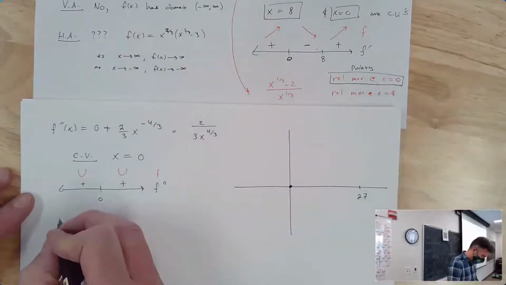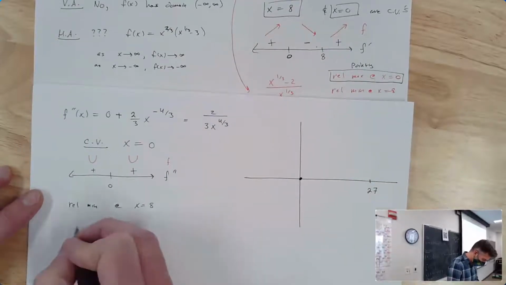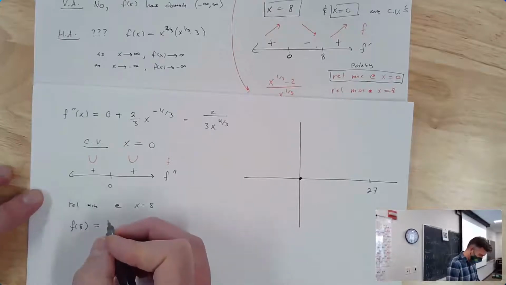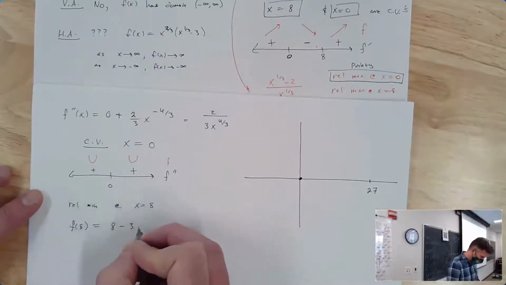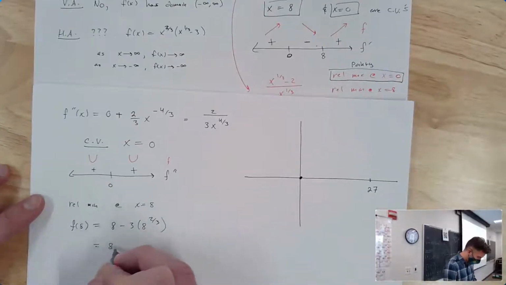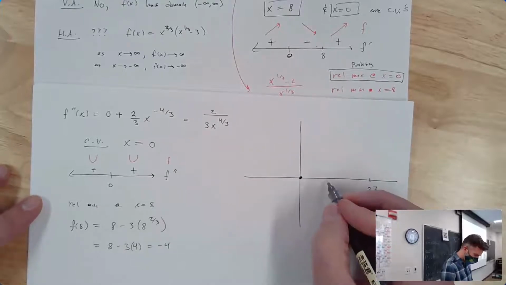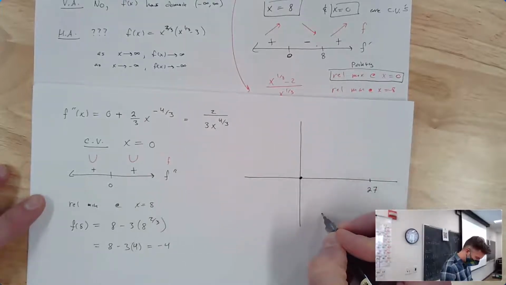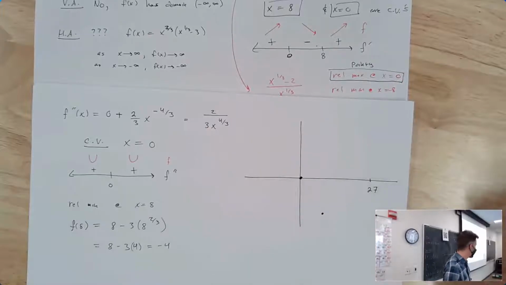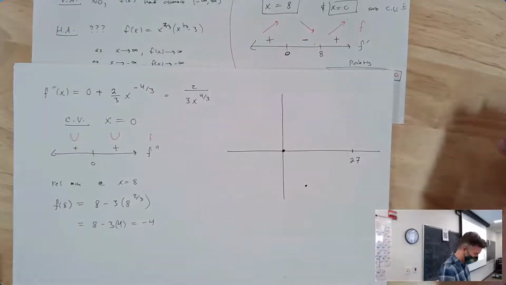So for a relative minimum at x equals 8, f of 8 is going to be 8 minus 3 times 8 to the 2/3 power. And if we simplify that, 8 to the 2/3 is 4. So we get 8 minus 12, which is -4. So about there-ish. Your scales on each axis don't have to be the same. My x-axis scale and my y-axis scale are typically wildly different to make it easier to graph.